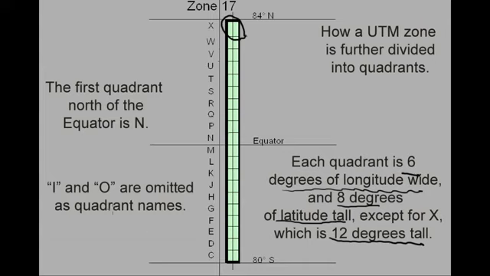And you'll notice that the letters I and O are omitted, presumably because they're too close to 1 and 0. And something that's helpful to remember is here just north of the equator is quadrant N. So quadrant N stands for north, north of the equator. So quadrant N is the first quadrant north of the equator.